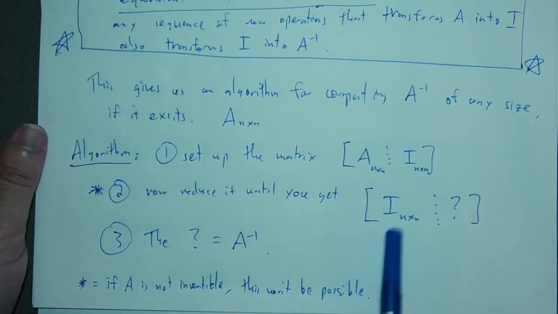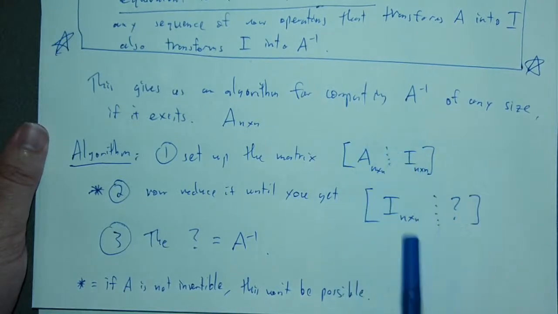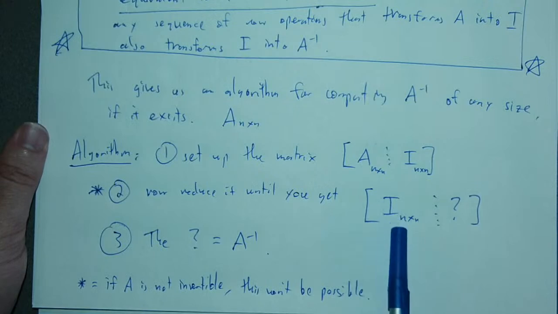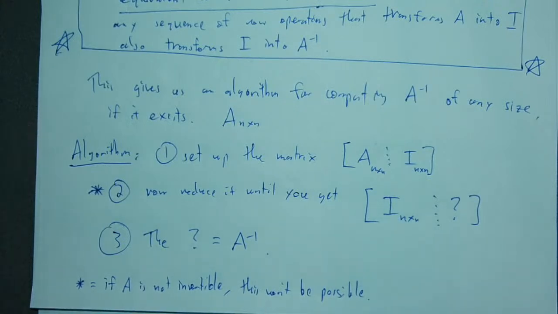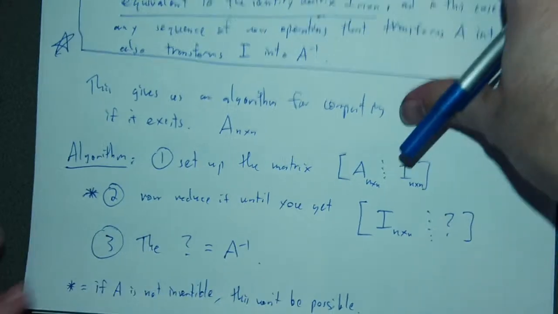So if you put this into reduced row echelon form and you don't have the identity matrix showing up on the left, then the matrix in question is not invertible. So you're going to get like a row of all zeros or something. You're going to get something that is not the identity matrix here, and there's no way it can be the identity matrix via row operations. And so if this isn't possible, then you know that A doesn't have an inverse. Okay, so let's see how this actually works.